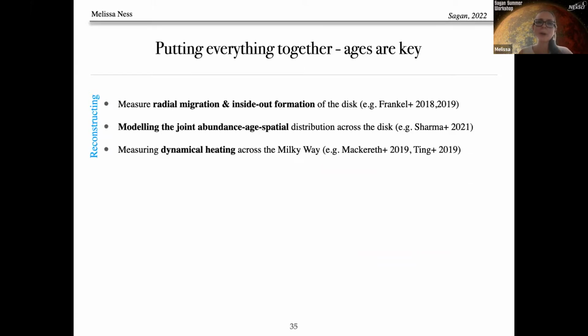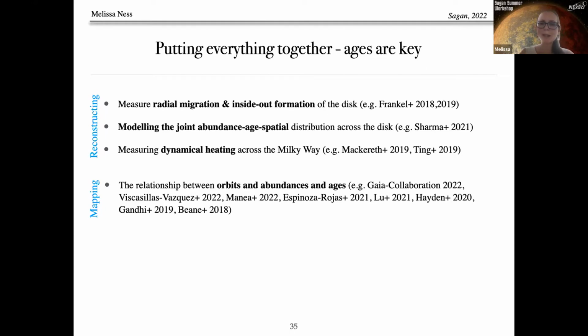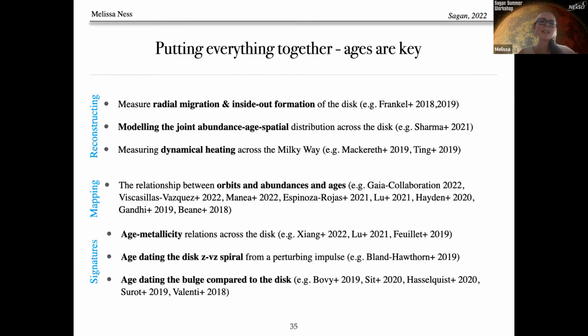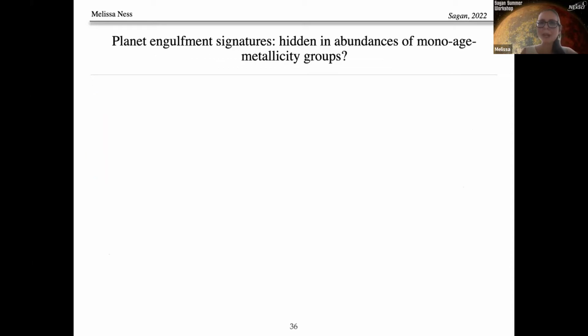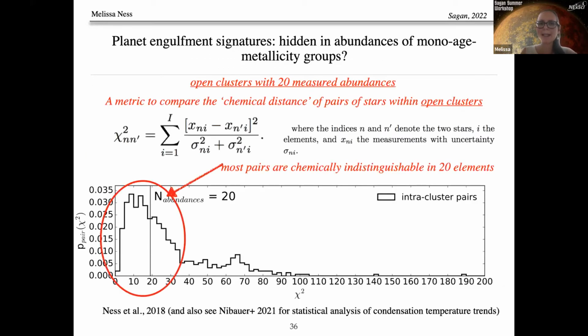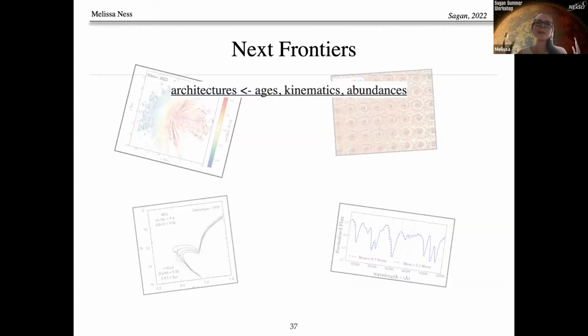I'm not going to go into this work, I just wanted to put these up as a reference. These slides will be available. There's work that looks at reconstructing, winding back the Milky Way over time with these ages, at mapping basically the empirical distribution given the relationship between orbits, ages and abundances, and also signatures of formation, looking at the age-metallicity relation, age dating that phase space spiral that I showed, looking at the bulge versus the disk. I'm going to skip over my last slide in the interest of time and just conclude.